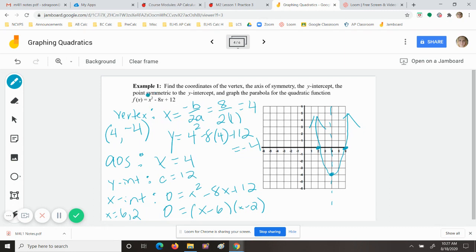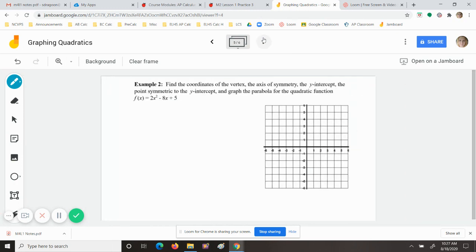We know it opens up because, well, it fits the shape, but also notice that we had a positive x squared, so our graph should be opening up, and then all of our data fit that. We have a vertex, and then we have our two x-intercepts. Okay, let's try one more.